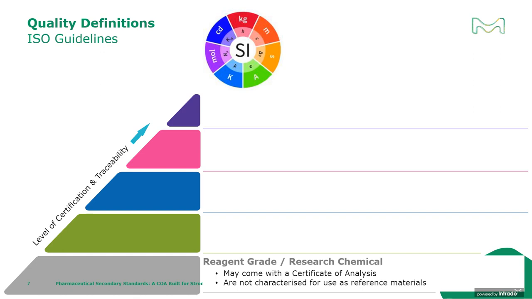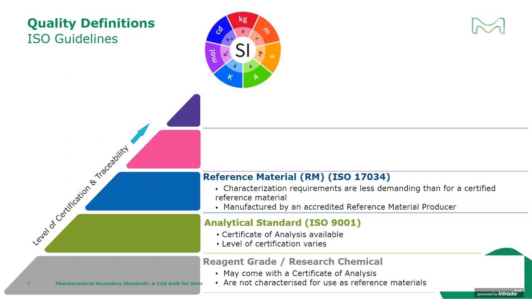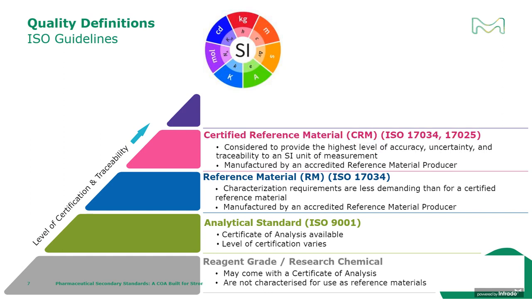So at the very bottom, we have reagent grade or research grade chemicals, which technically are not standards. These materials may or may not come with a certificate of analysis. Above the reagent grade chemicals are analytical standards, which may come with a certificate of analysis. Also, these materials are held accountable to ISO 9001, and this is a guideline that requires implementation of the quality management system, or QMS. Above that are reference materials and then certified reference materials.